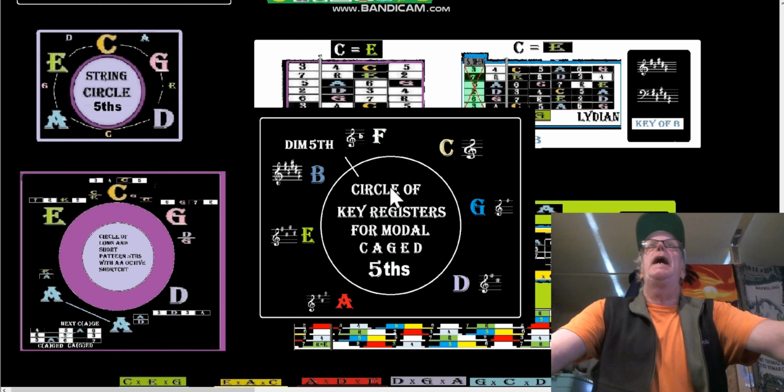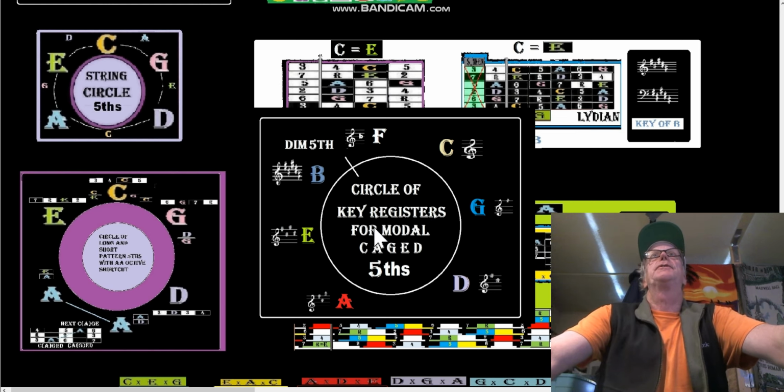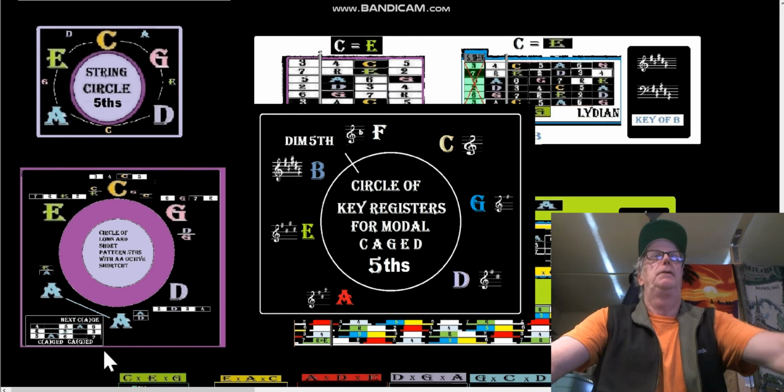Now let's look at the circle of key registers for modal CAGED fifths. We have C, we have G, add a sharp, we have D, add a sharp. Then we go A, E, to B. Okay? So there's a similarity here because we've got this little guy here.